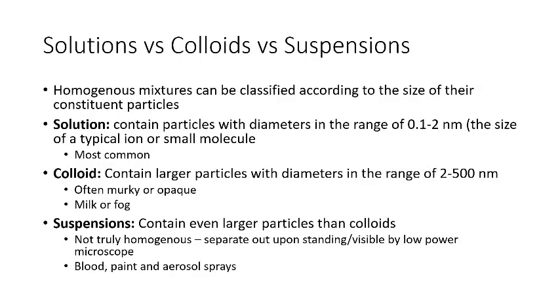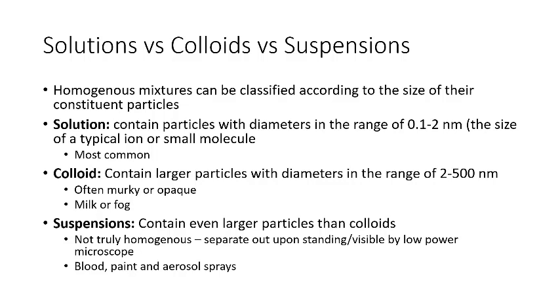Homogeneous mixtures can be classified according to the size of their constituent particles. So we have three different types of homogeneous mixtures depending on those sizes. A solution is defined as a mixture that contains particles with diameters in the range of 0.1 to 2 nanometers, which is the size of a typical ion or small molecule. And for these, you cannot physically see the individual particles within the solution.